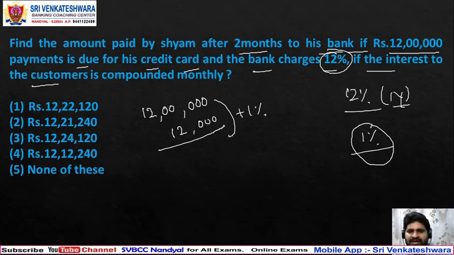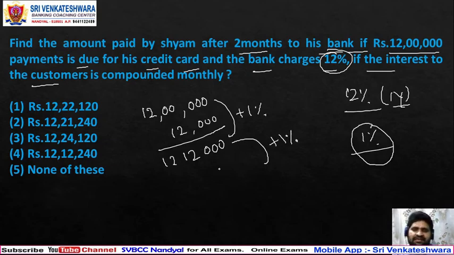So for the 12 lakhs, the 1% is 12,000. Next, we'll add one more percent for the second case. If you go for the second month, again 1% on this amount. What is the 1% in this case? If I remove the two zeros, I get 12,120.